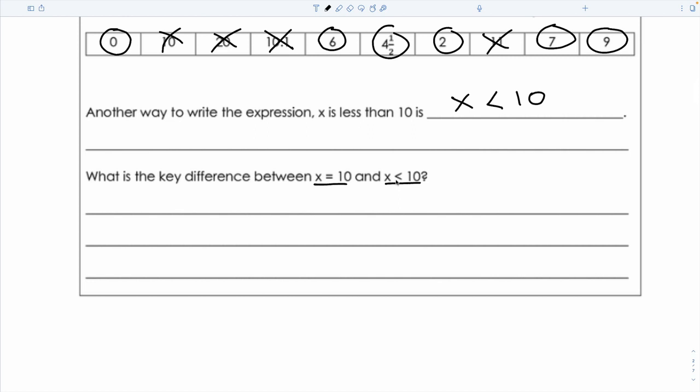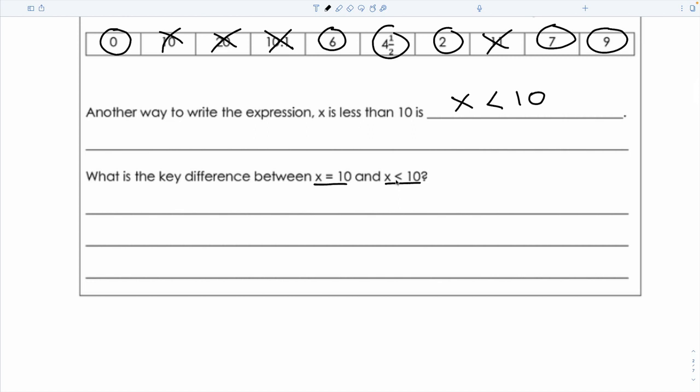Equals 10 is like 10, or x is 10, and then x is inequality. The 10 is like... That's good, Nara. Yeah, I agree. It's kind of self-explanatory, but it is a difference. 3, 2, 1.